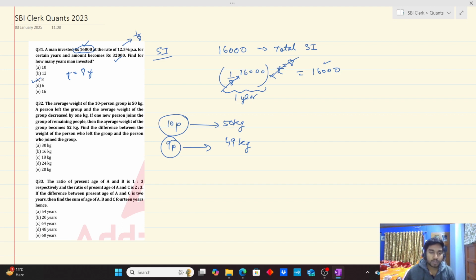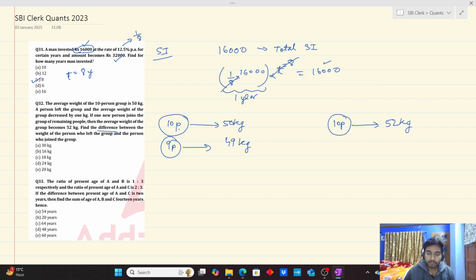If one new person joins the group of remaining people, this is the group of my remaining people and one person joins back. That means again I have 10 people in the group, and at that time my average becomes 52 kg, right? Find the difference between the weight of the person who left the group and the person who joined the group. So we have to find the difference between the person who left and who joined.